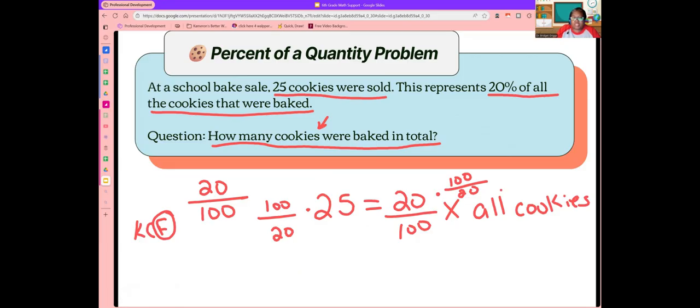So let's see what this gives us. Well, this is going to cancel because this is going to become 1, which is great because we want all cookies on the side by itself. Now, if we look at 100 times 25, because this is the same as 25 over 1, so that will be 2,500 over 20. Well, let's not leave it like that because since we want to know how many cookies were baked, we need to go ahead and do the division.